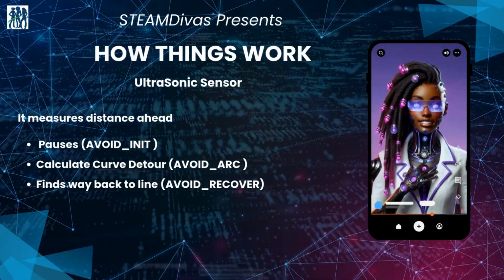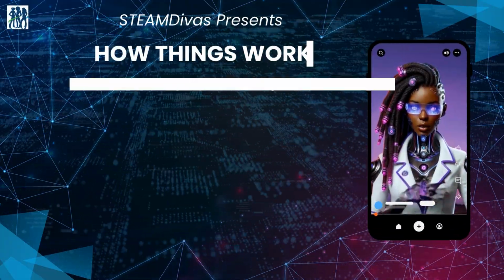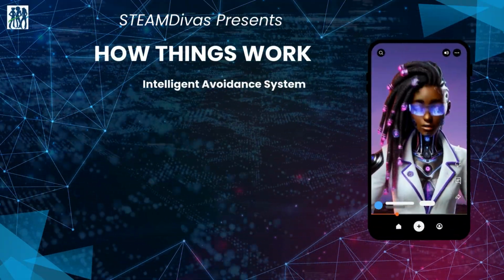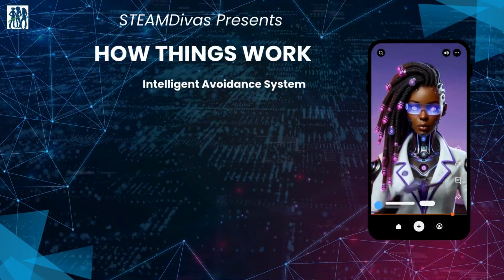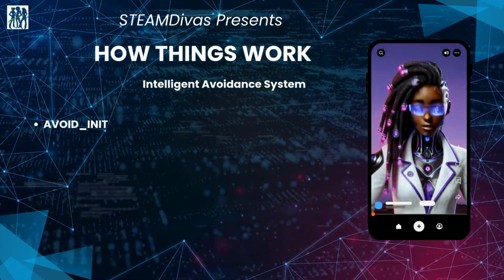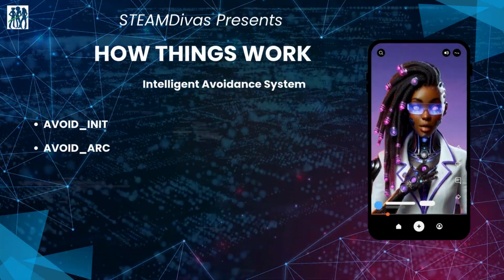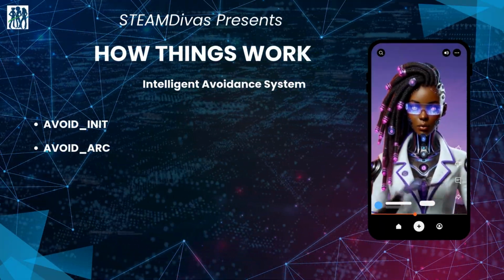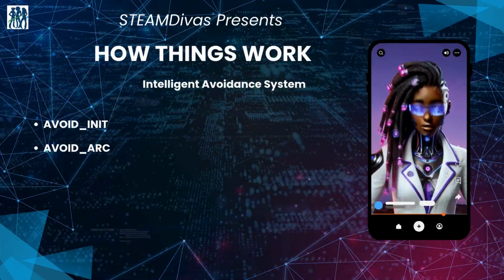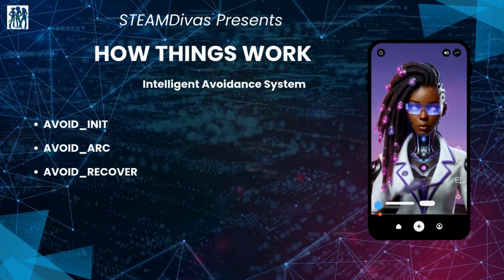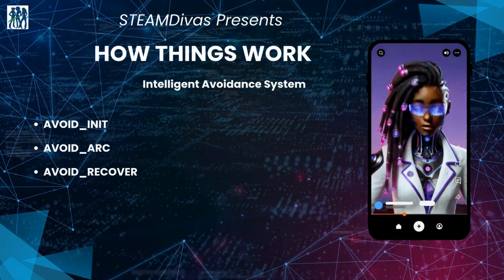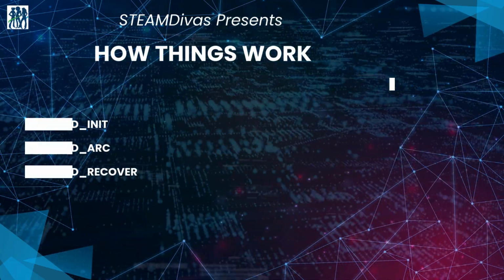Let's discuss how the intelligent avoidance system works. When the sonar detects something close, say within 18 centimeters, the robot switches to AVOID_INIT, then curves around the obstacle in AVOID_ARC, and finally realigns itself with the line in AVOID_RECOVER. It even adjusts the curvature based on how close the obstacle is. It takes tighter turns the closer it gets to the obstacle.